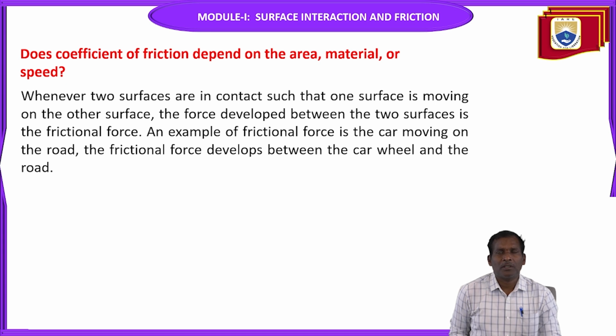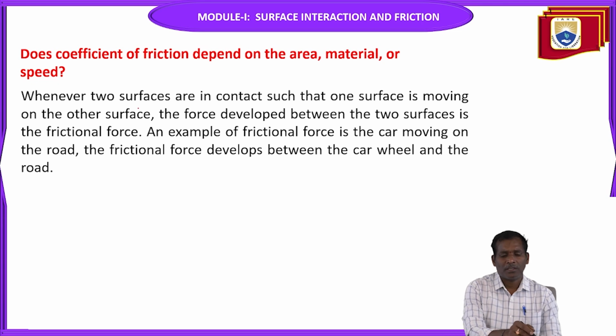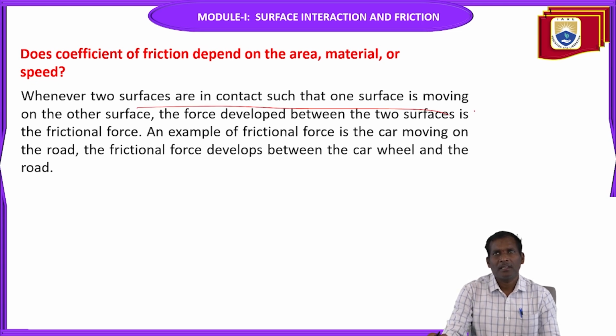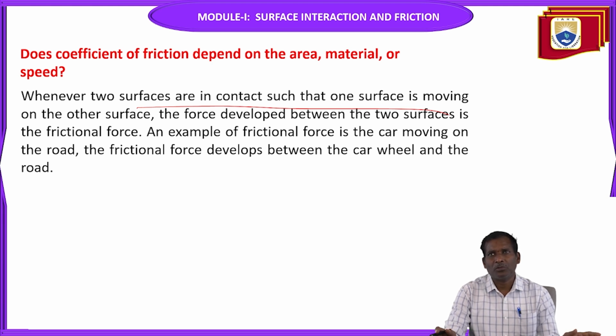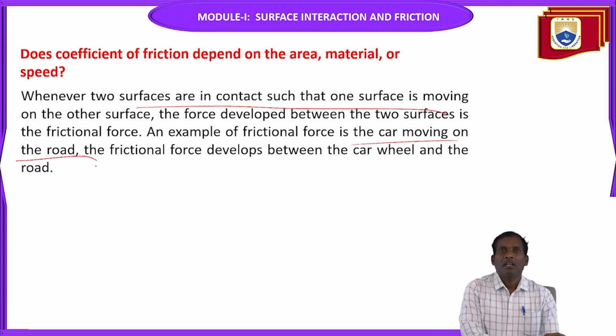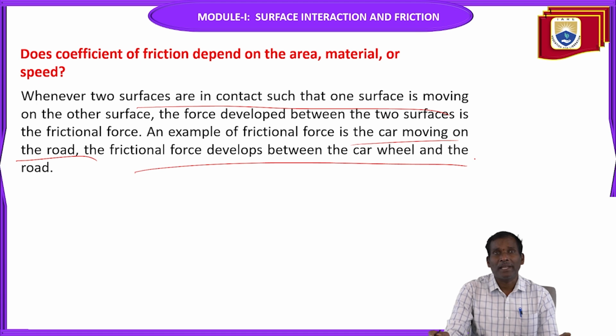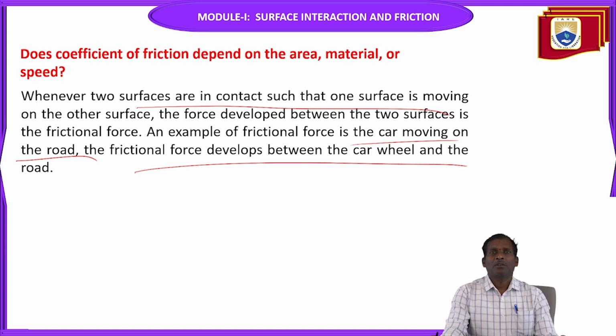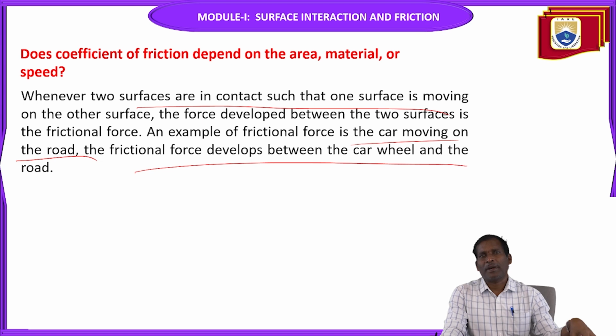Does the coefficient of friction depend on the area, material or speed? Whenever two surfaces are in contact such that one surface is moving on the other, the force developed between the two surfaces is called the frictional force. An example is a car moving on the road. The frictional force develops between the car wheel and the road. Sometimes this frictional force is required for useful work, and there are some disadvantages also.